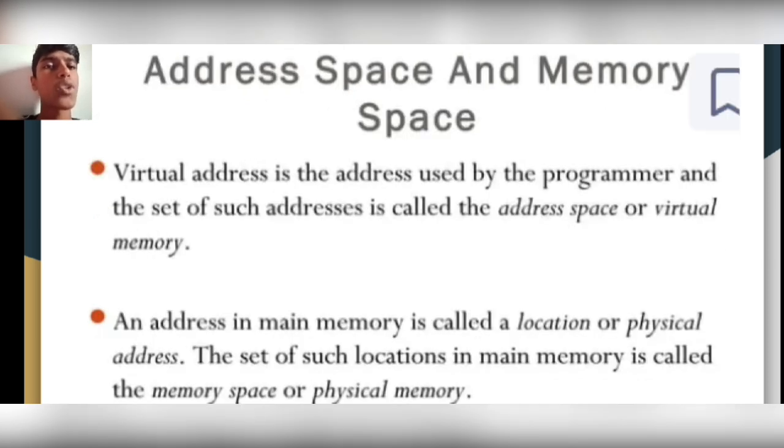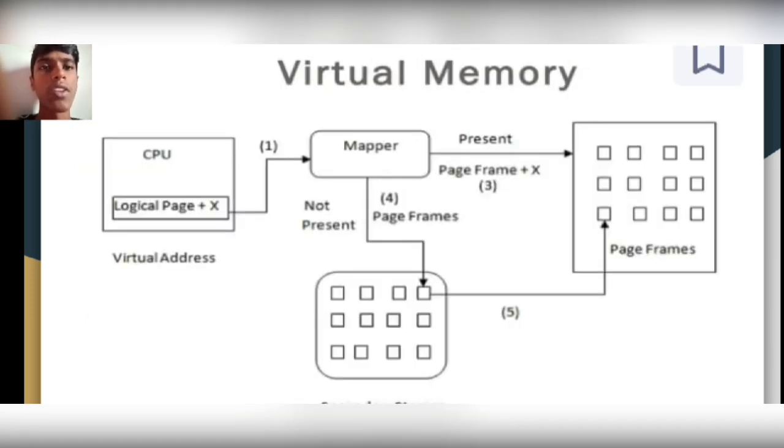Address space and memory space. A virtual address is the address used by the programmer, and the set of such addresses is called address space or virtual memory. An address in main memory is called a location or physical address. The set of such locations in main memory is called memory space or physical memory. The address space is also called virtual memory.